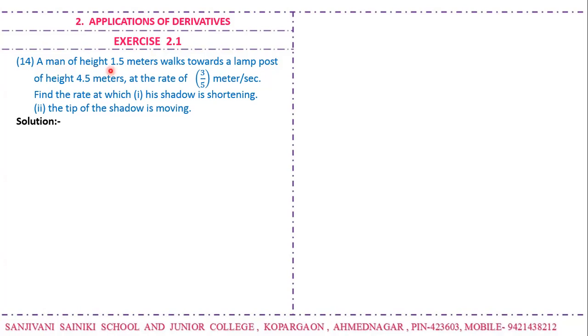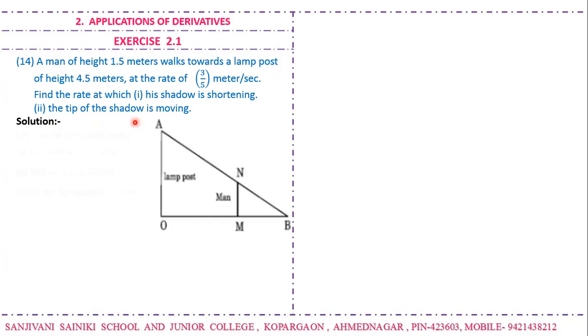Now a man of height 1.5 meter. Here the height of the man is 1.5 meter. He walks towards a lamppost. Now he walks towards the lamppost and not away from the lamppost. And the lamppost has height 4.5 meters, at the rate of 3 by 5 meter per second. Now we have to find the rate at which the shadow is shortening. As the man is approaching the lamppost, his shadow will be shortening. If he goes away from the lamppost, his shadow will be lengthening.